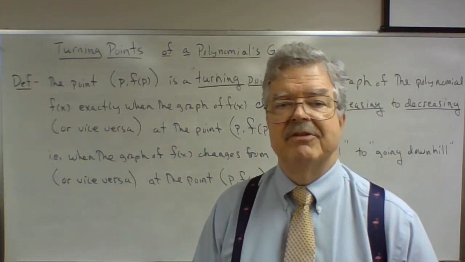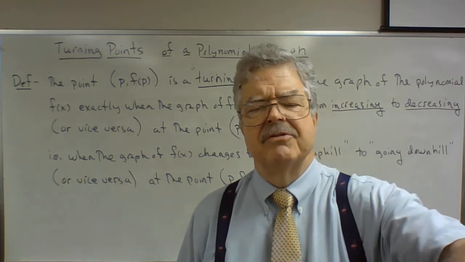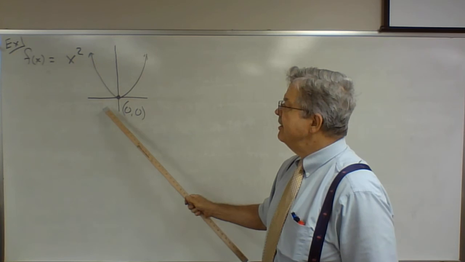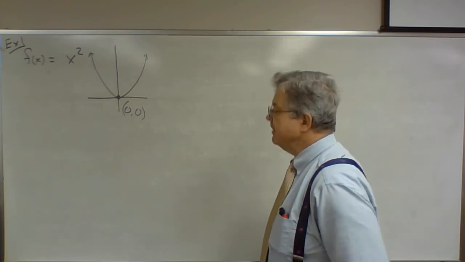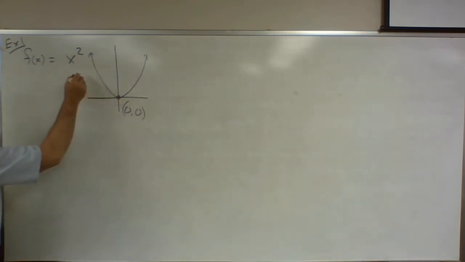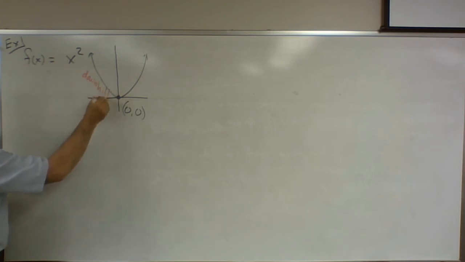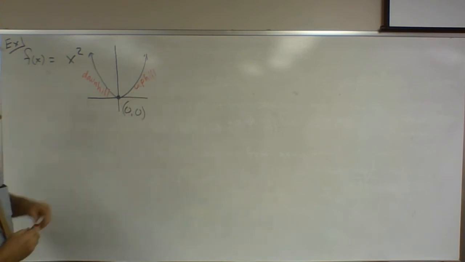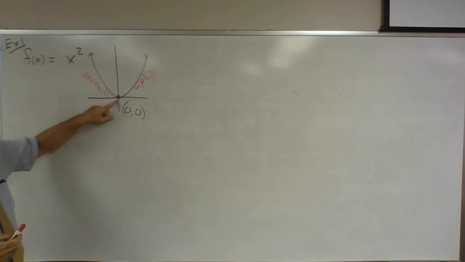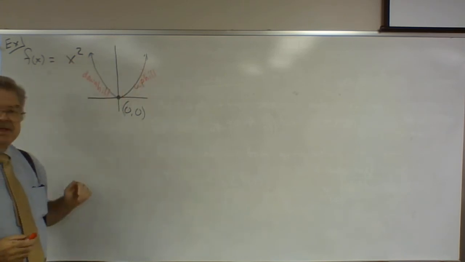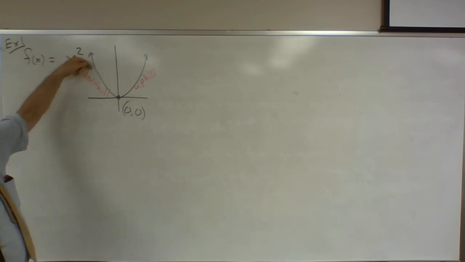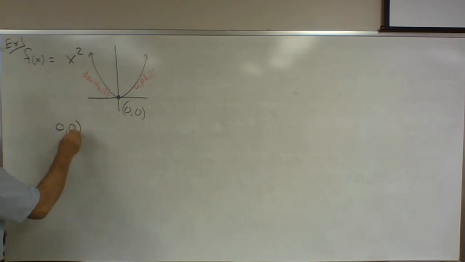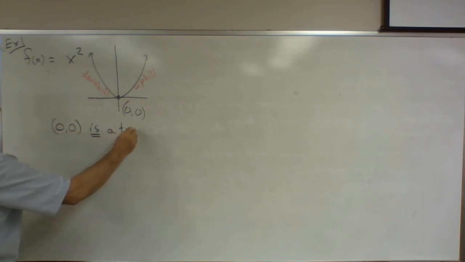So let's look at some turning points and some points that aren't quite turning points. Let's look at our first example. Here f of x equals x squared, and here's the graph of f of x equals x squared. Here the graph is decreasing. We're going downhill. Here the graph is increasing. We're going uphill. And right here at the point 0, 0, the graph changes from going downhill to going uphill. In calculus lingo, the graph changes from decreasing to increasing. So 0, 0 is a turning point.